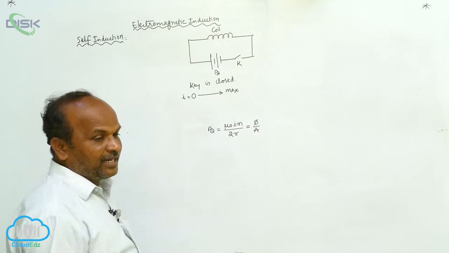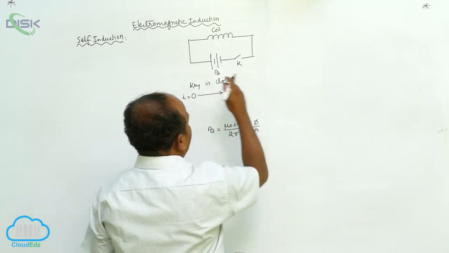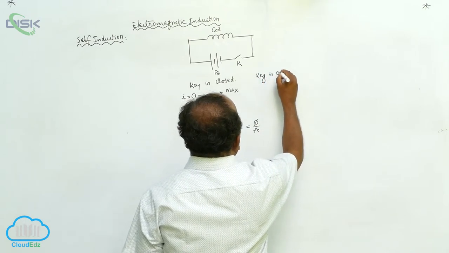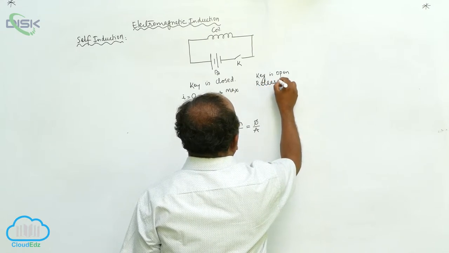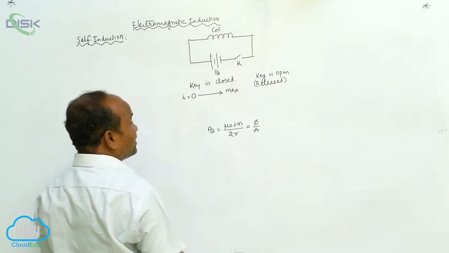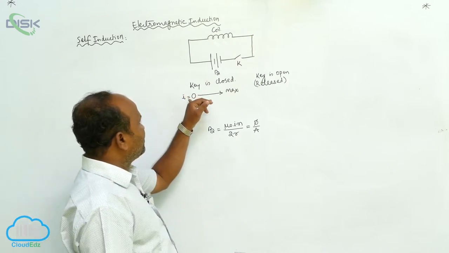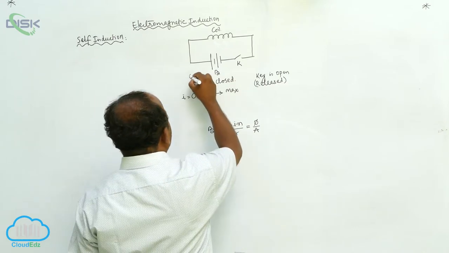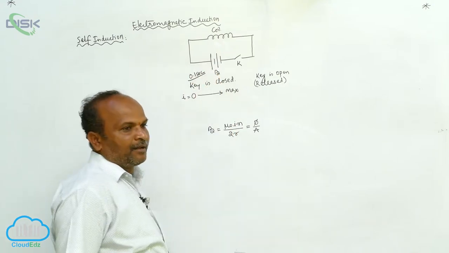Now two cases we can discuss here: the key is closed, and the key is open, or otherwise the key is released. When the key is closed, current flow starts. Current reaches from zero to maximum. Let us consider the key is closed in 0.1 seconds for understanding purpose.